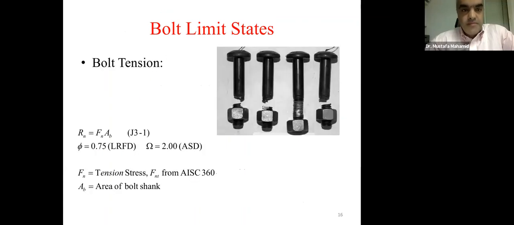Bolt, and under bolt limit states we have bolt tension also. So again, it depends on how the load is applied to the connection. Here we have the same equation that we discussed before. It's F sub n times the area of the bolt. But in F sub n now, we use F sub nt from Table J3.2, that we discussed earlier. So there's Fnt and Fnv in the table. If it's bolt tension, we use Fnt, and Ab is the bolt area.